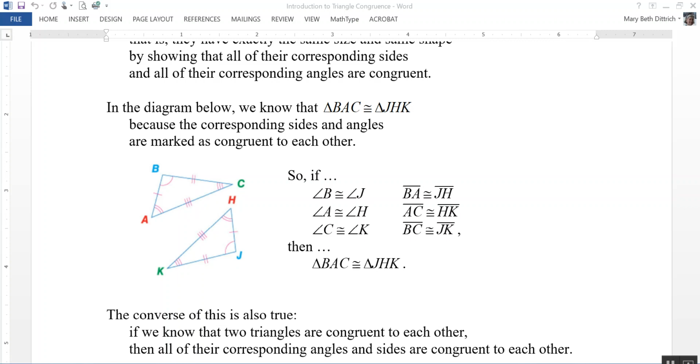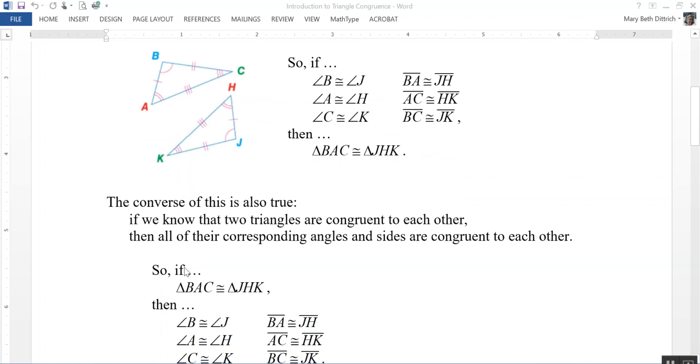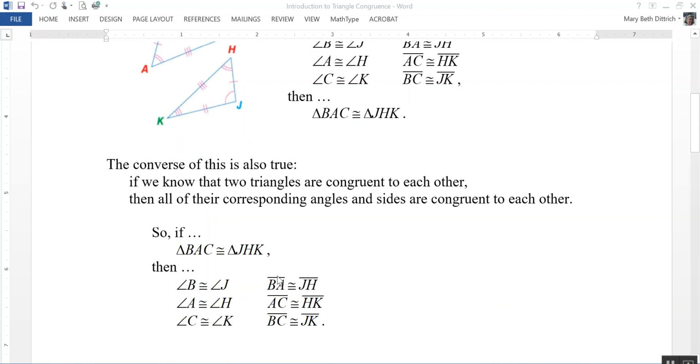The converse of this is also true. If we know that two triangles are congruent to each other, then we know that all of their corresponding angles and corresponding sides are congruent to each other. So if it's given that triangle BAC is congruent to triangle JHK, then we know that angle B is congruent to angle J, angle A is congruent to angle H, angle C is congruent to angle K, BA is congruent to JH, AC is congruent to HK, and BC is congruent to JK.